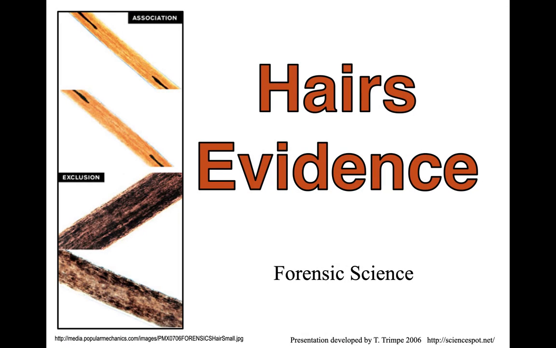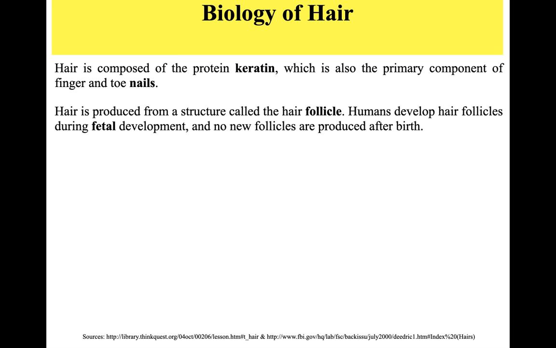This is the mini lesson on hair evidence. We're going to start by looking at the biology of hair. So hair is composed of a protein known as keratin, and this is also the primary component of your finger and toenails. It is produced from a structure called the hair follicle, and our hair follicles develop during fetal development, and we don't produce any more after we are born.